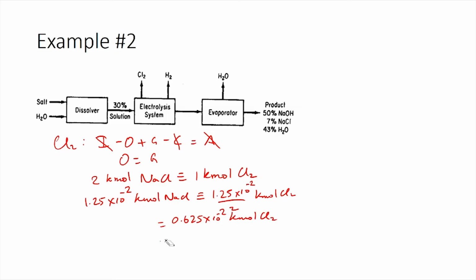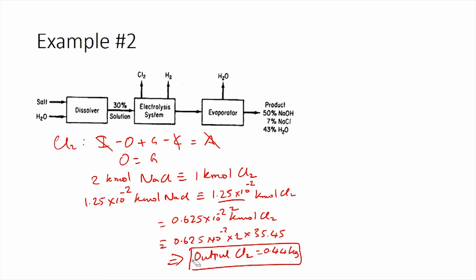And if we were to convert this to mass, we will have to multiply this with the molecular weight for chlorine, and that would give us 0.625 times 10 power minus 2 times 2 times 35.45, giving us a final value of output for chlorine would be 0.44 kilograms.